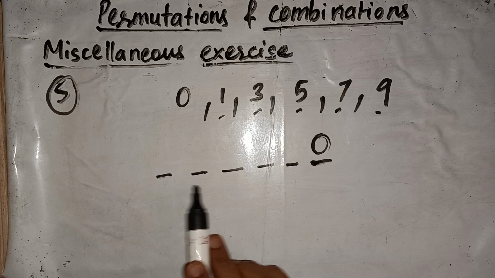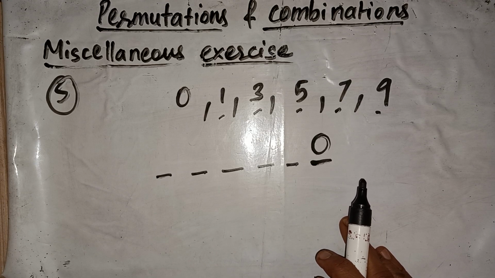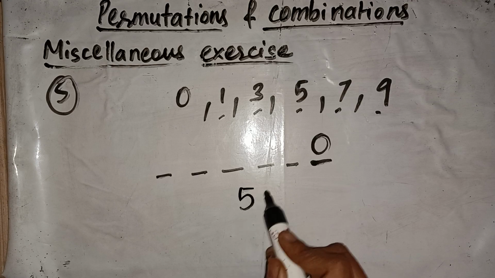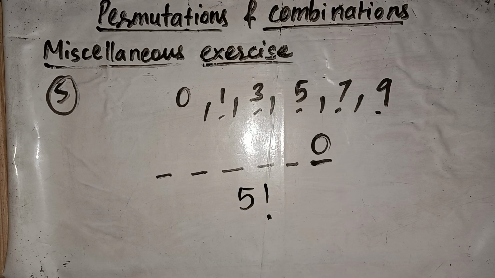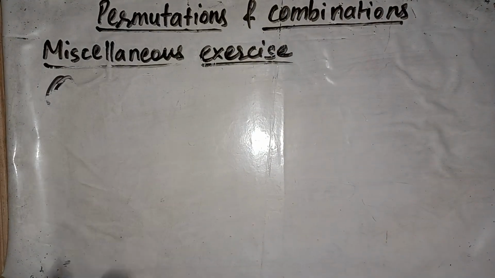So how many are there? 5, so 5 factorial. That is 120. Okay. Next question.